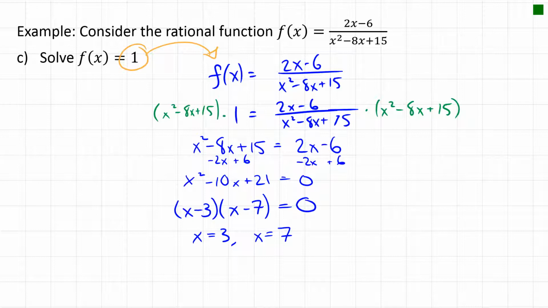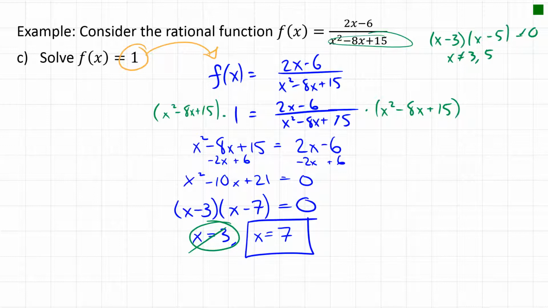But what we should do is check if there were any non-permissible values, and those would come from the denominator of the equation. So what were the non-permissible values? And we saw those earlier from factoring this expression. The non-permissible values were x cannot be equal to 3 or 5. And so sure enough, one of our solutions is actually invalid. We have to reject it because it was one of the non-permissible values. So always check those non-permissible values.